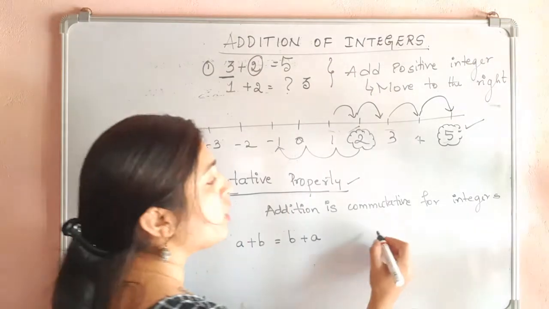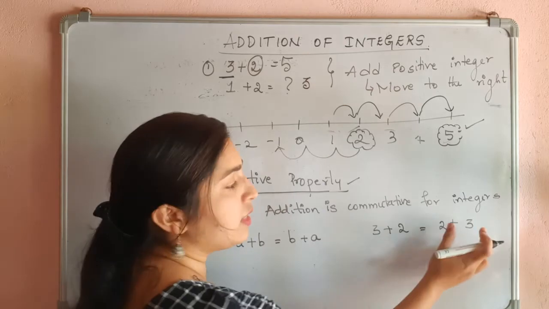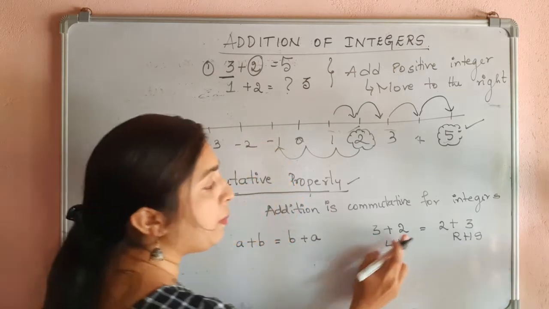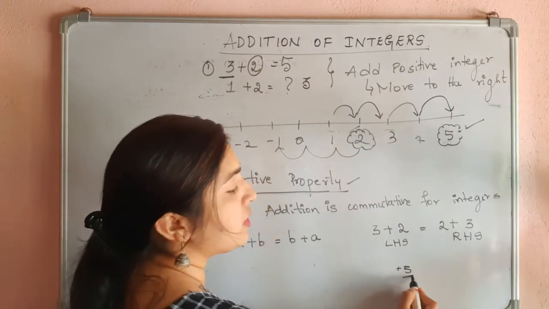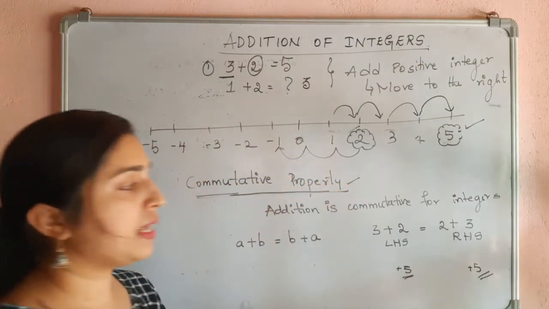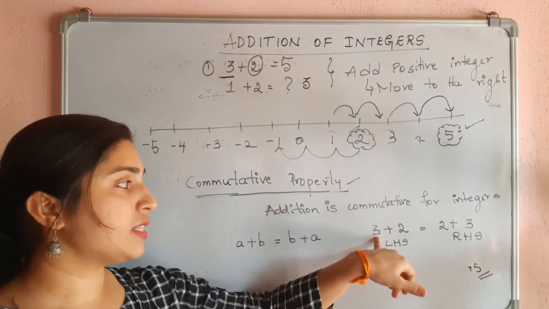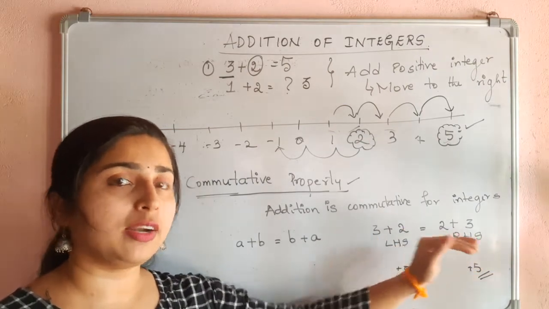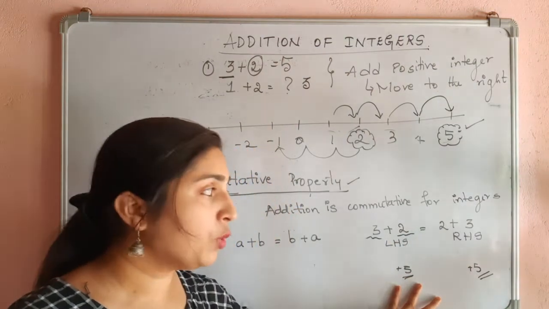So let us prove this. 3 plus 2 is equal to 2 plus 3. This is my left hand side, this is my right hand side. So this is my LHS, this is my RHS. 3 plus 2, you know they have the same signs, so take the sum, 5, and place the sign which is common to the integers. This also has the same sign, so take the sum and place the common sign. So 5 is equal to 5. You can keep this 3 this side, or you can keep the 3 this side. If you are altering the positions, it does not matter. It will give you the same result.